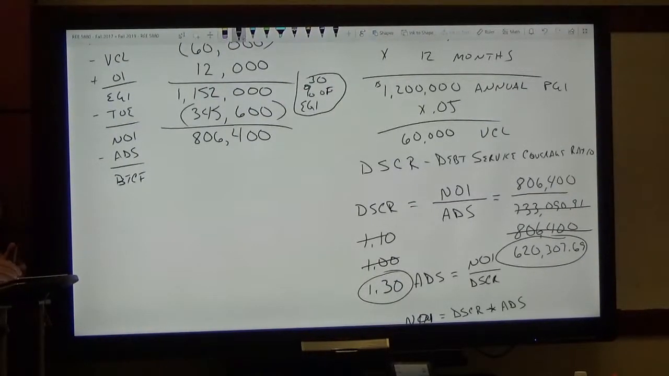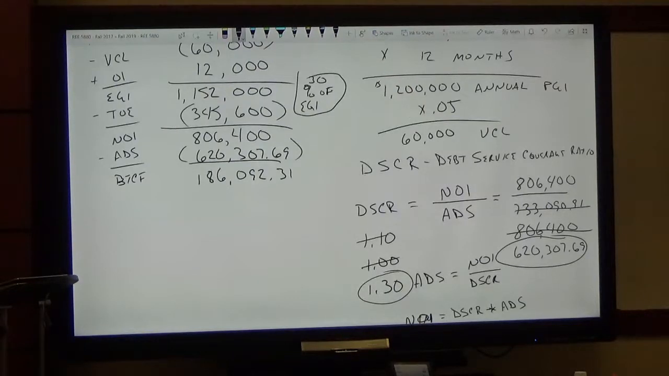Right, and we put in 620,307.69 as our annual debt service. We subtract that from the 806,400. We end up with 186,092.31. Okay, make sense?